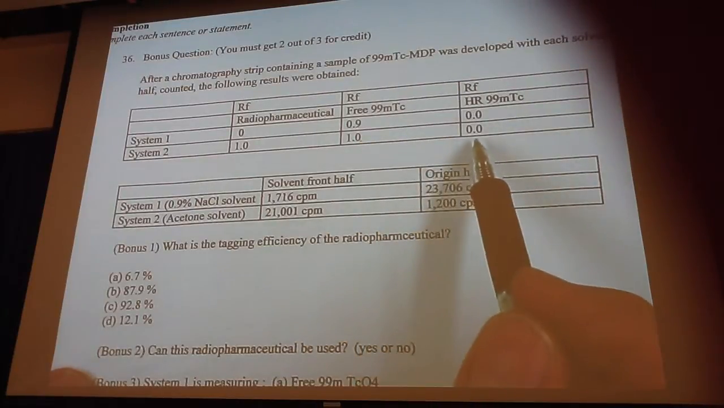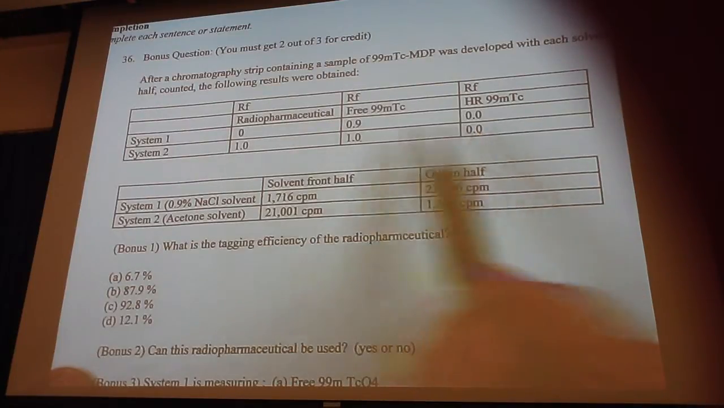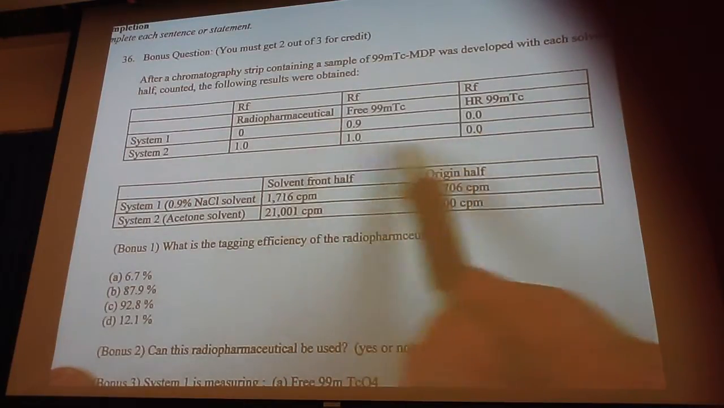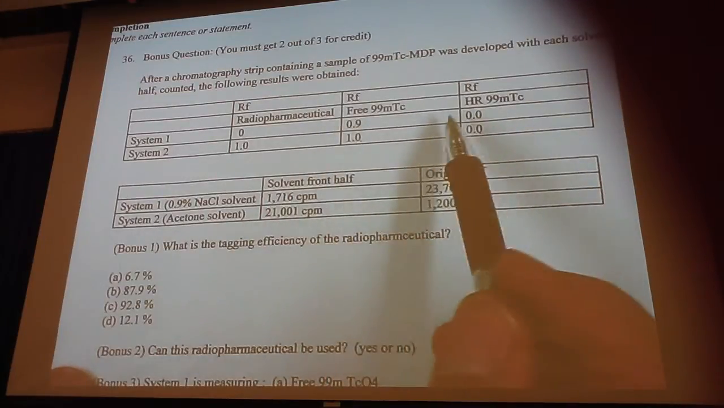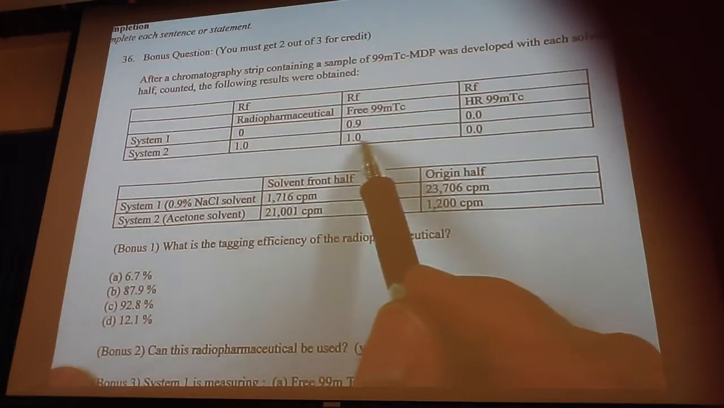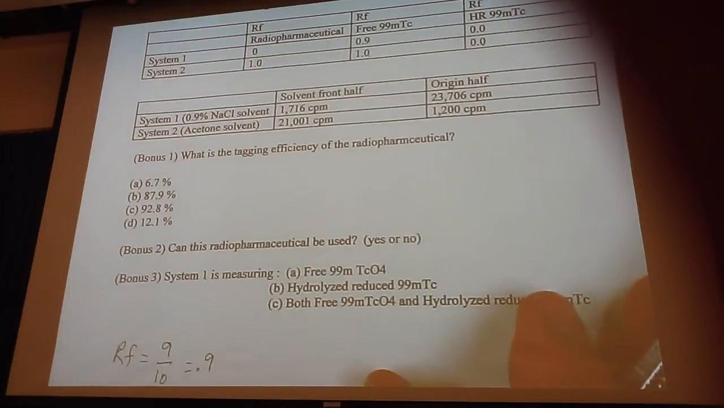And then the hydrolyzed reduced technetium here doesn't move at all, it stays at the origin. Okay? It's weird, huh? It's basically just the opposite of using system 1, so everything is reversed. You notice that the free technetium moves with your radiopharmaceutical on system 2. And only the hydrolyzed reduced technetium stays where it is.